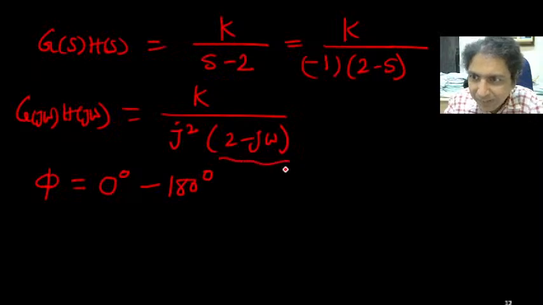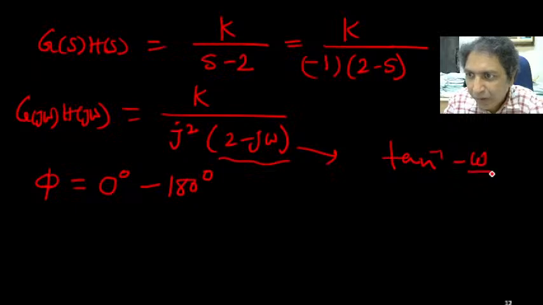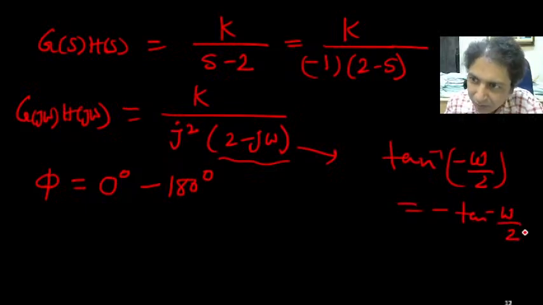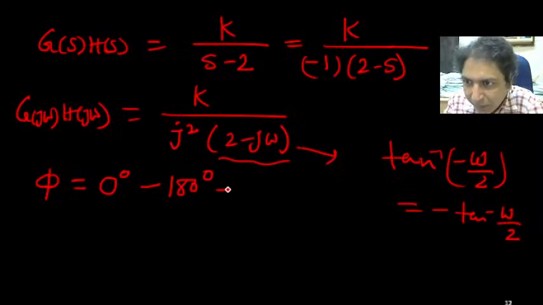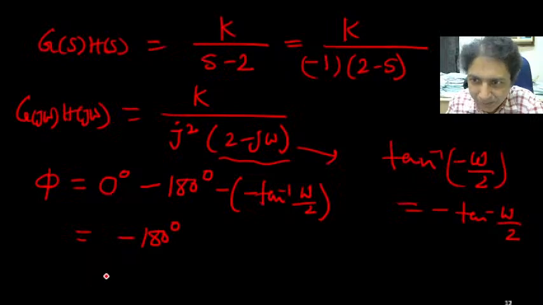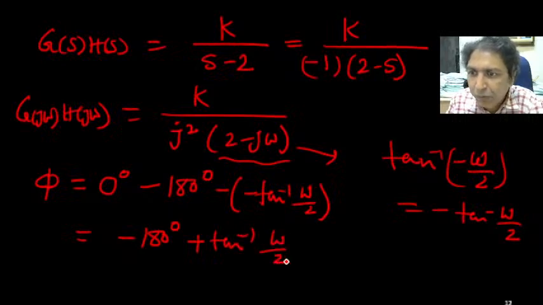And this phase is tan inverse minus omega by 2. On that we can write minus tan inverse omega by 2. I will consider omega is positive. So that is subtracted, minus tan inverse omega by 2. So what is this? Minus 180 degree plus tan inverse omega by 2.